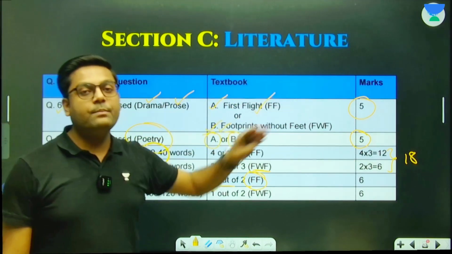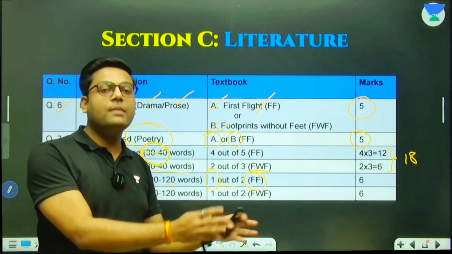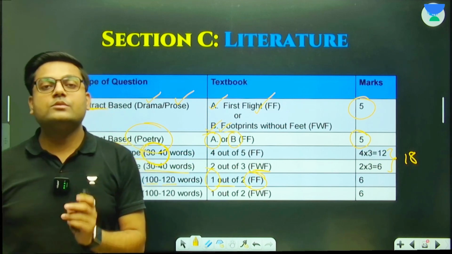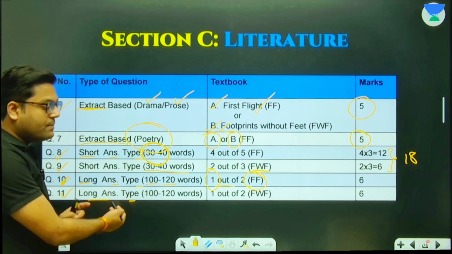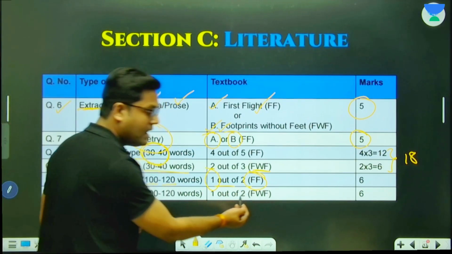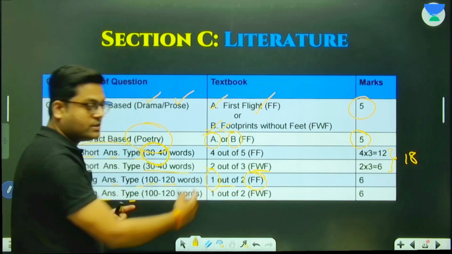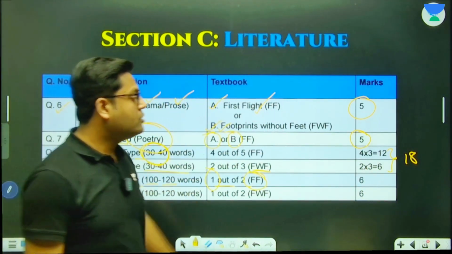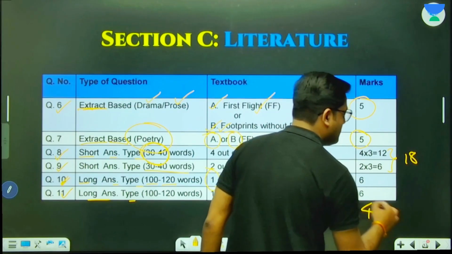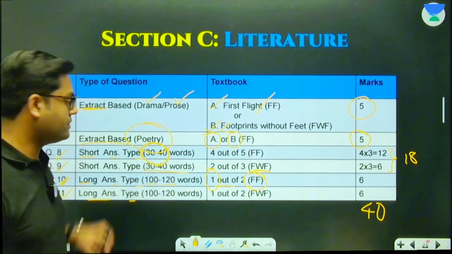We'll see one example of the same question कि कैसे हम इसको 3 marks के लिए लिख सकते हैं and कैसे हम इसको 6 marks के लिए लिख सकते हैं. ठीक है, again question number 11 आपका same है. Footprints Without Feet से आपको again 2 questions given होंगे. 1 question attempt करना है, which is going to give you 6 marks, and in total you are going to have 40 marks from the literature section. All right.